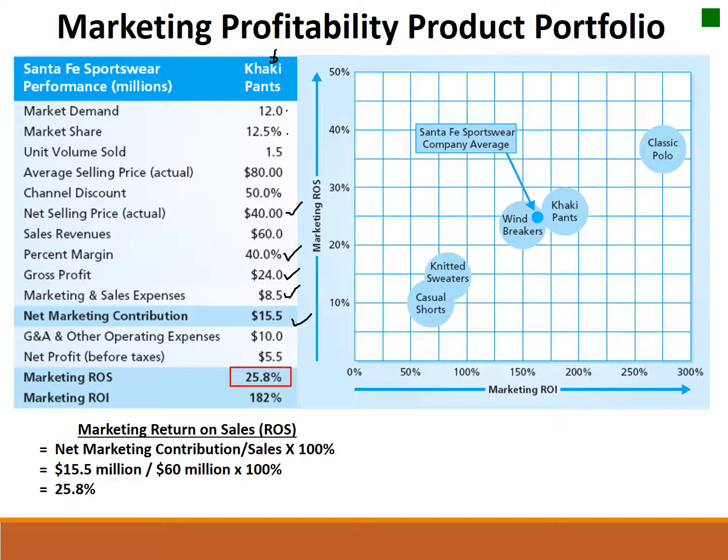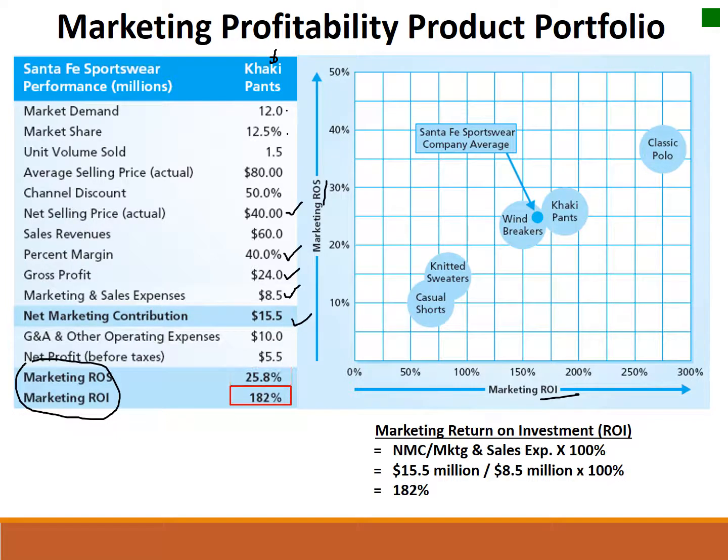And then we can also calculate our marketing return on investment, which is also handy. We can take these two measures, combine them together, and see how our products fare when we look at return on investment and return on sales simultaneously. So we calculate return on sales here, just like we did before, where we take our NMC divided by sales, multiply it by 100, 25.8%.